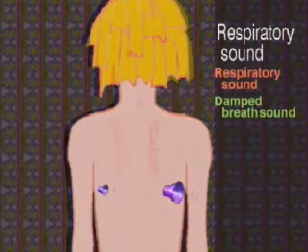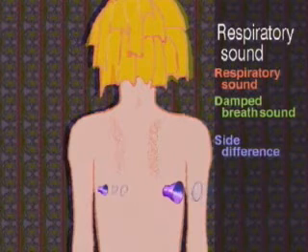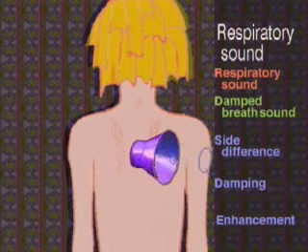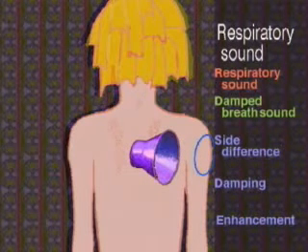During auscultation, note the difference between the sides, as well as damping, or enhancement of the respiratory sound. It should be noted that in babies, the breath sound is considerably less damped and can still be heard clearly in the peripheral part of the lung.